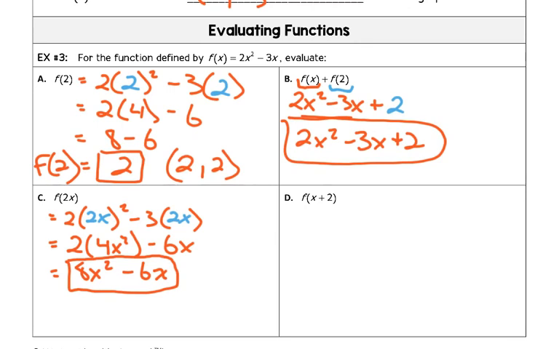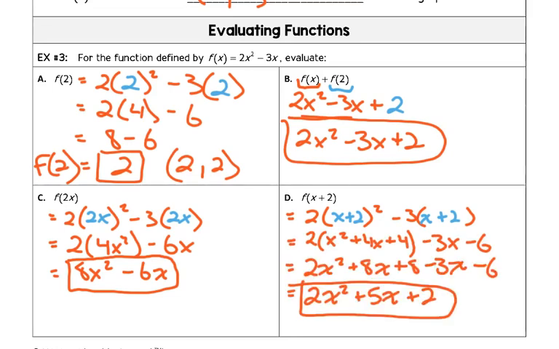Now moving on to part D, f of x plus 2 is going to be the same thing. Instead of x in my function f of x, I'm going to put in an x plus 2. Now I'm going to simplify as much as I can, combine like terms, and evaluate to get my answer. Simplifying down, we get 2x squared plus 5x plus 2.